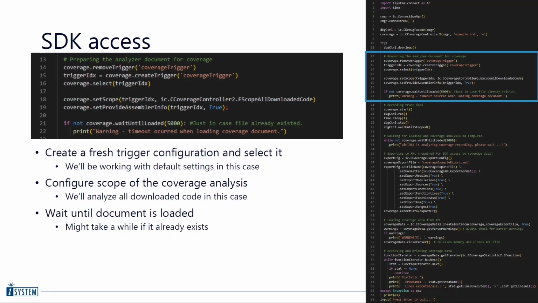We'll be working with the default analyzer configuration in this case. Next, we need to set the scope of the coverage analysis. In our case, we'll analyze all downloaded code. Now we're almost ready to start. If the document was freshly created, it's already ready by now. But if the file already exists and contains a huge chunk of trace data, it might require a few seconds or more to load. So we will just wait until the file is loaded.